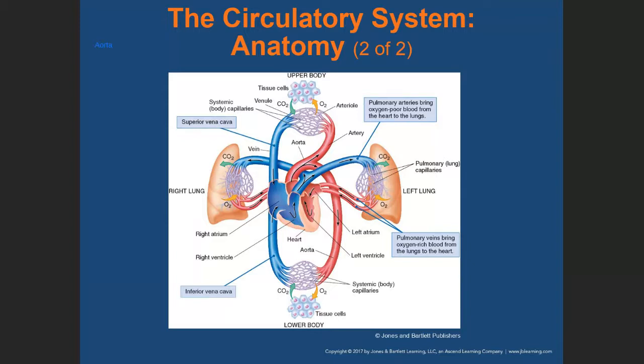Aorta is the largest. Arterioles. Let me put this in black. Hold on. Write it out. Aorta. And increase the size.